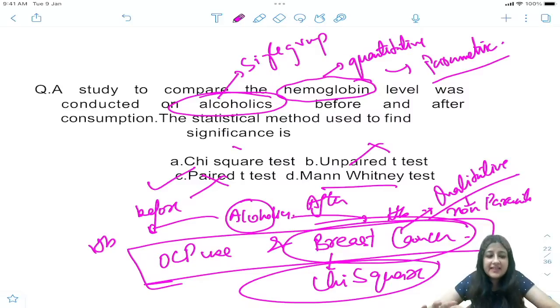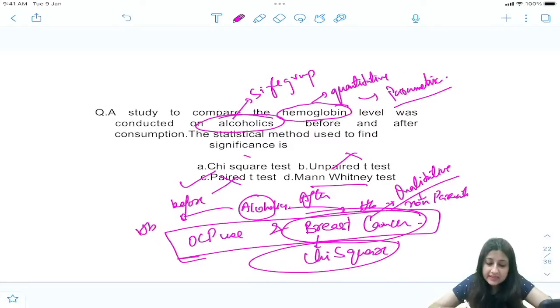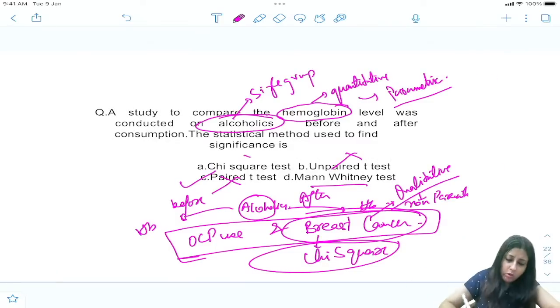Mann-Whitney test. Ye sab hi-fi tests hain which they will not ask you. All the fancy names are non-parametric, like Mann-Whitney, Friedman test, Spearman, all those things are non-parametric. You will get the interpretation of chi-square, t-test or ANOVA. Theek hai? So ye question kaise hoga? Dekho.